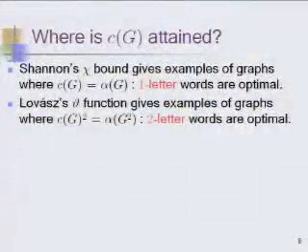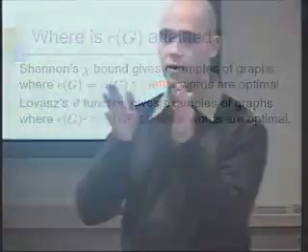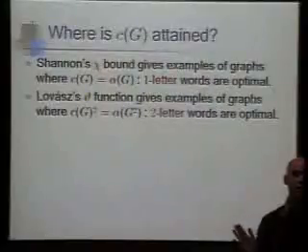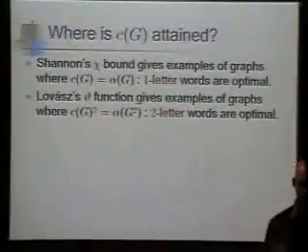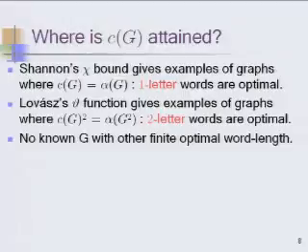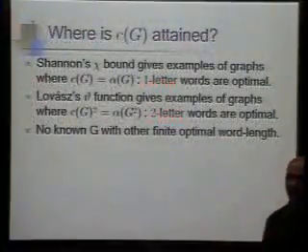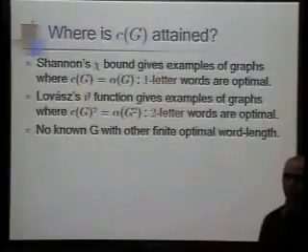Okay, and Lovász's theta function gave us examples such as the pentagon on 5 vertices, where 2-letter words are optimal, but you can't do anything better than that. Okay, just block code 2-letter words. And I'll just note that we have no other known G which achieves the optimum at any other finite position. Not at 3, not at 4, nowhere. So, which is a bit preposterous.